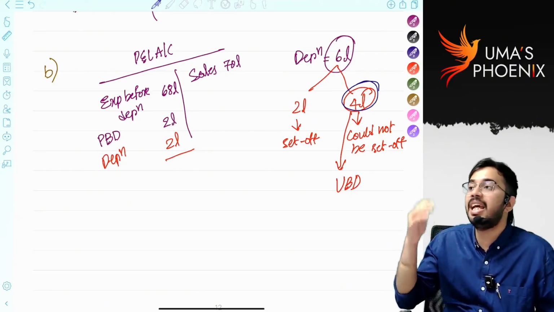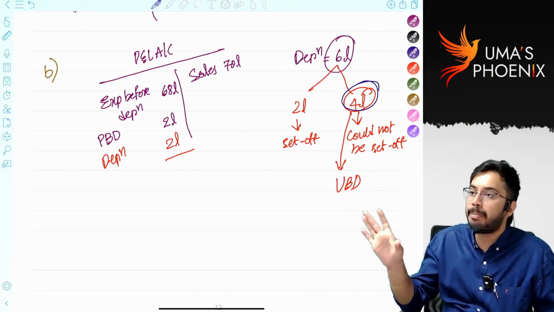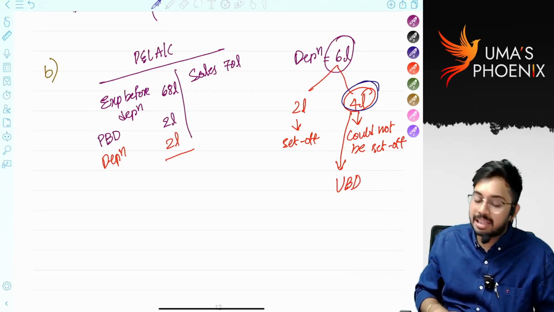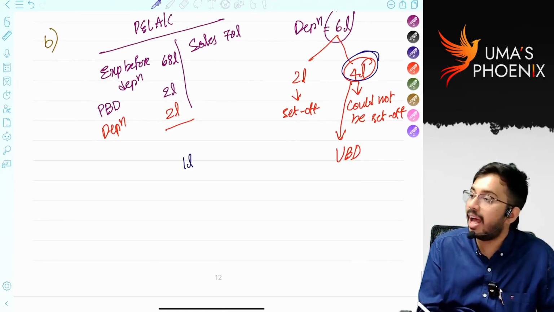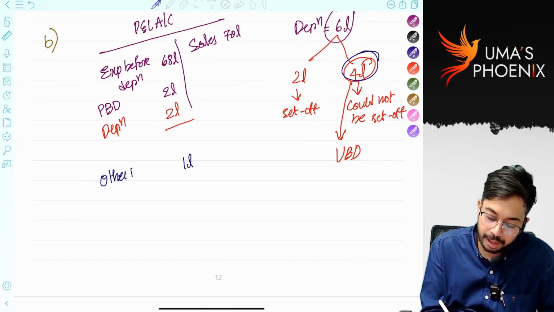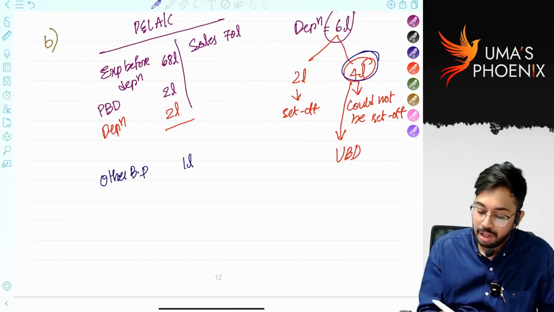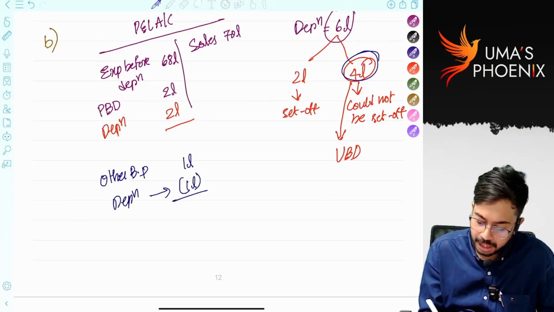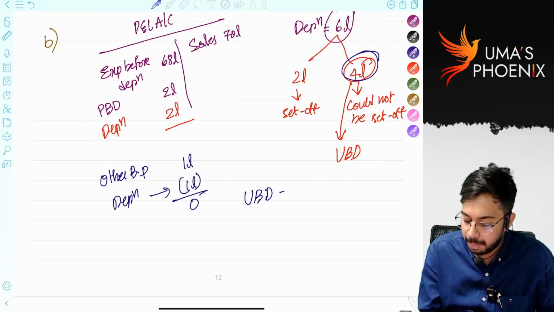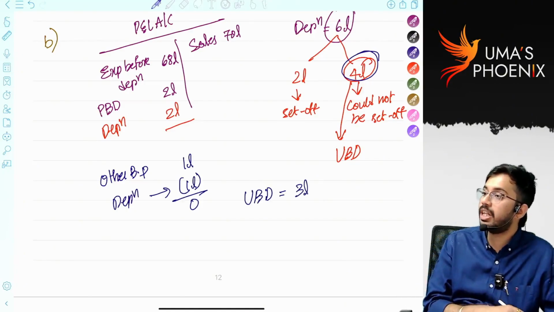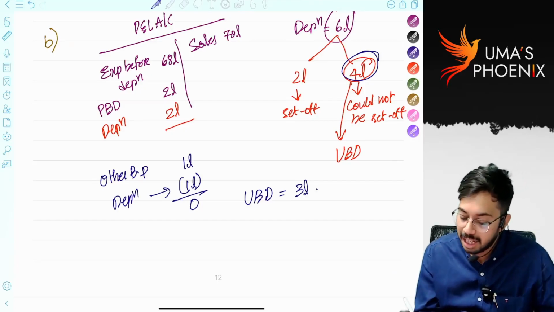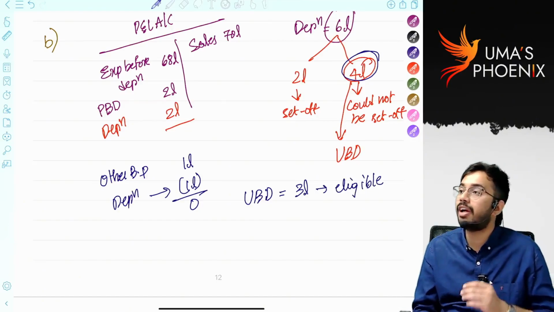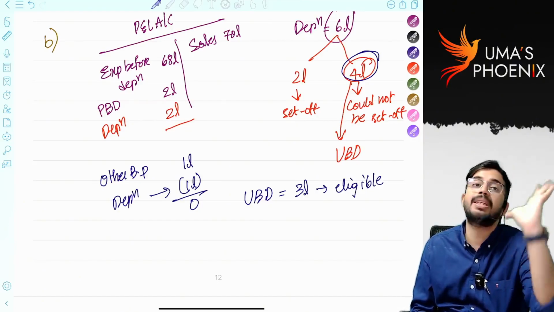That means if there are profits in any other business, you can set off this 4 lakhs with other business profits. Let's say other business profit is 1 lakh. Now you will set off depreciation. After you set off depreciation, how much is still unabsorbed? Unabsorbed depreciation is 3 lakhs. This 3 lakhs is eligible for inter-head set off. That means this 3 lakhs can be set off against other heads of income except salary income.